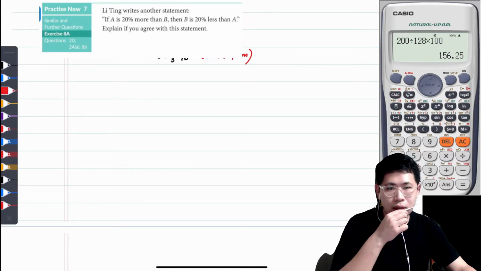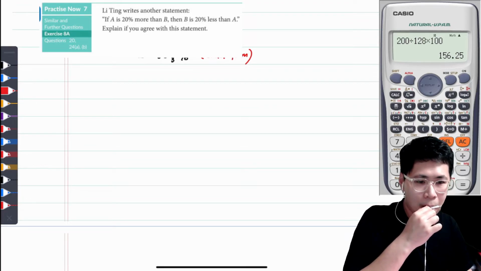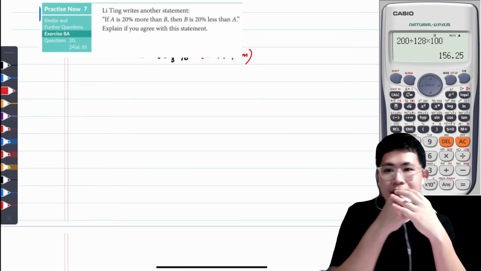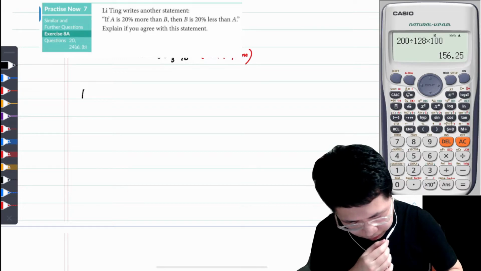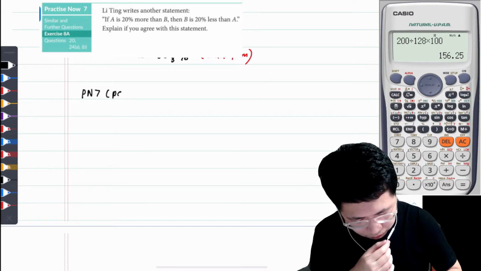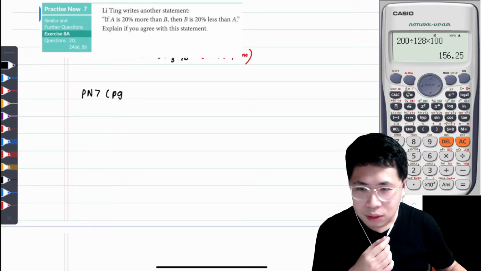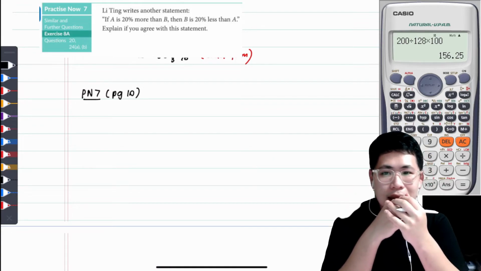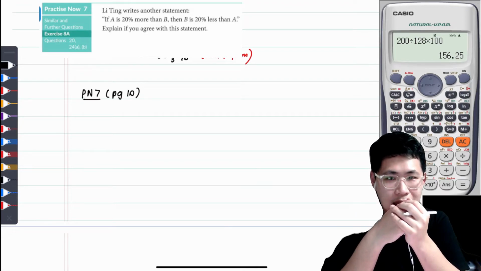Okay, so practice now 7. Let me write this down. Practice now 7 is actually in page 10, if I'm not wrong. Okay, so what's going on here is Li Ting writes down a statement. If A is 20% more than B, then B is 20% less than A.